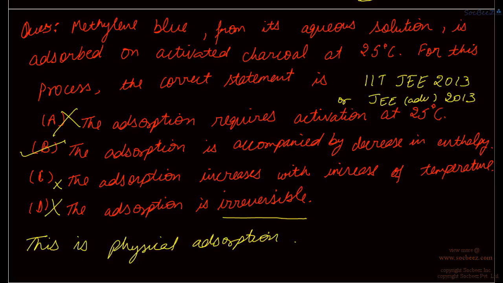Okay. So go through the theory of this chapter to the best of your ability, because this can be really scoring. You can score 6 to 7 marks very easily by just reading the theory. So that's all for this chapter.